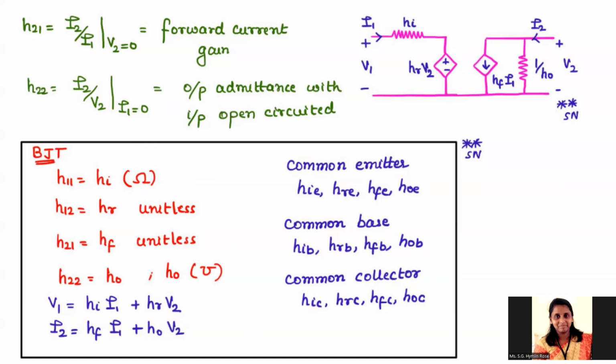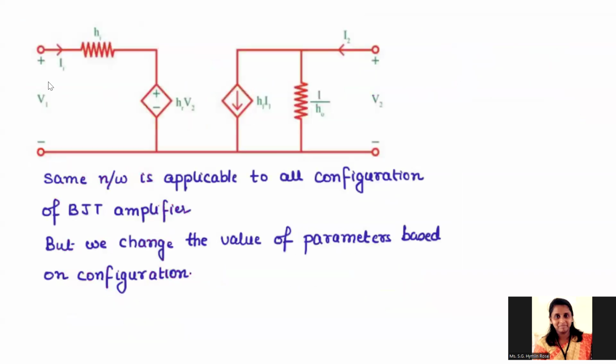So we are representing H11 equal to HI, H12 equal to HR, H21 equal to HF, and H22 equal to H naught. It is actually the admittance, measured in mho. For the common emitter, if you are representing this H parameter model, it has the suffix E in all the parameters. Similarly, common base is represented with B, and common collector with C. So this is your finalized circuit, which is shown for representing this hybrid model.